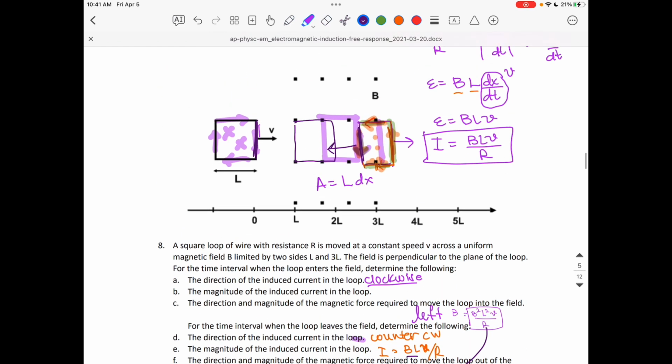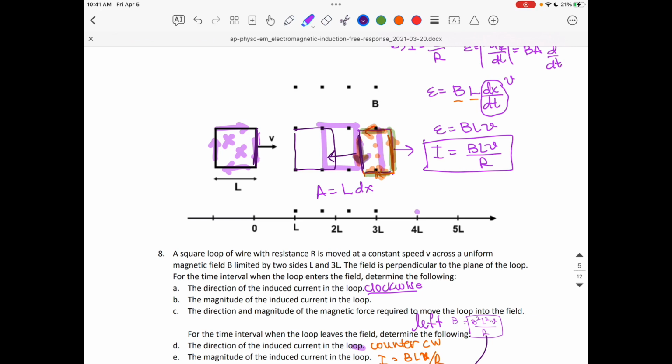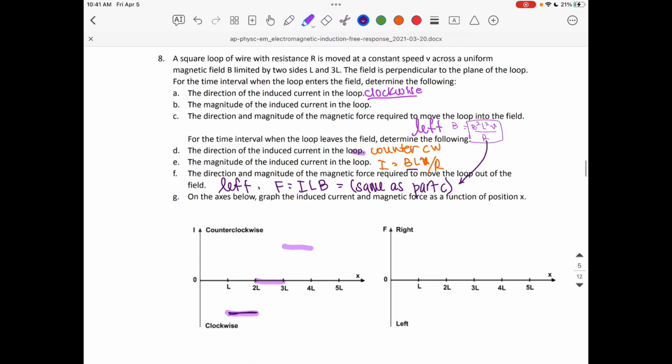And then once it hits 4L, it's basically out of the magnetic field. So it'll look like this. The same idea is whenever it has a change of magnetic field, we induce a current. That induced current is going to apply a force, and the force we established was left. So between L and 2L, we've got a force going to the left, and then between 3L and 4L, we've got another force going to the left, and then everywhere else, there's no current, so it's just 0.